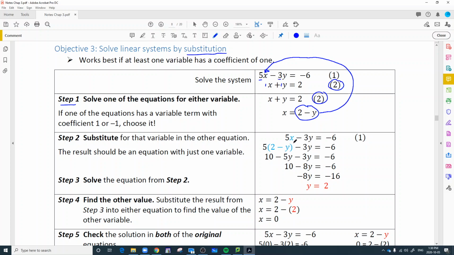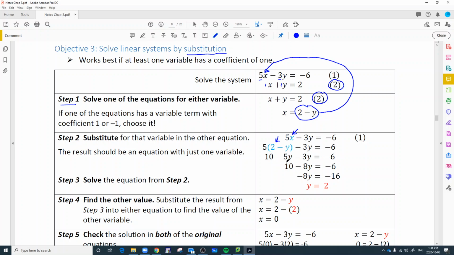So here we go. I'm taking the equation 5x minus 3y equals -6, and I'm substituting in for the x. I'm putting in 2 minus y. And then what you'll notice, this is a really nice connection, is that once you take your system of equations and you substitute in for one of the variables, you're left with a linear equation in one variable. So step number 1, I simplify. So I do 5 times 2 is 10, 5 times -y is -5y, minus 3y equals -6.